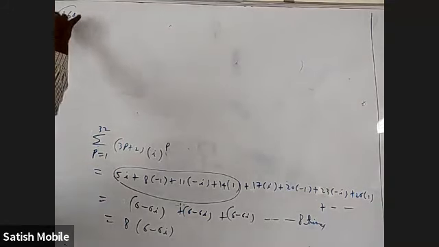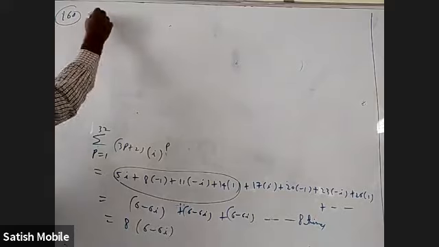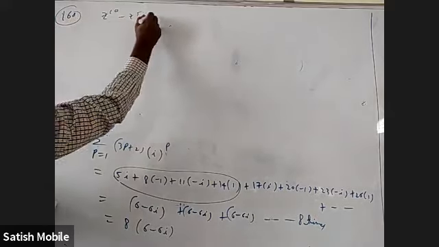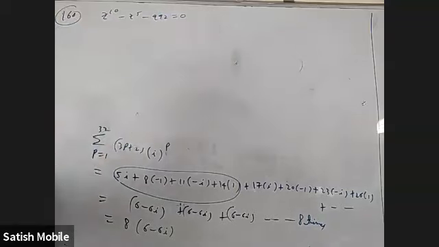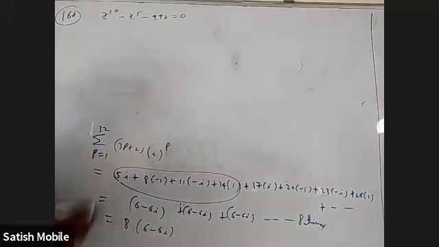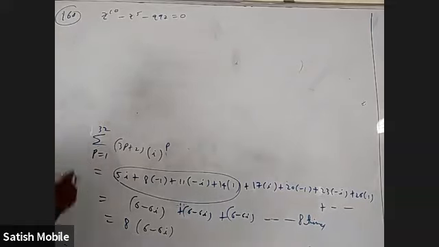Okay, 160. Z power 10 minus Z power 5 minus 992 equal to 0. They want to know how many roots of this have negative real parts. Obviously, this will have 10 roots because it's a 10th degree equation. Anyway, it is a simple quadratic, nothing difficult.